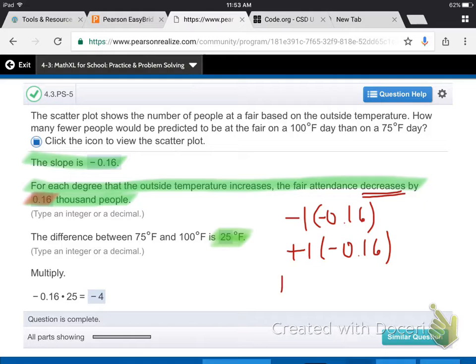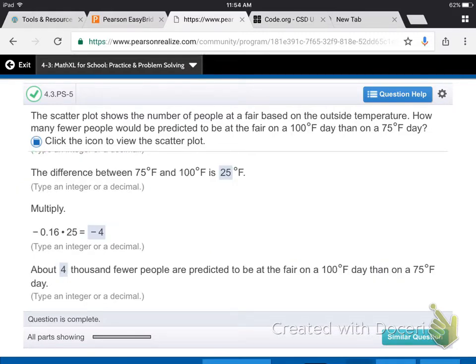But if there's a positive 25 degree difference, then we're still going to multiply that by negative 0.16, and when we do that, we get that our answer is -4. Good, let's move on. And the final question is here. That means about how many thousand fewer people are predicted to be at the fair on a 100-degree day than a 75-degree day? Well, look here.